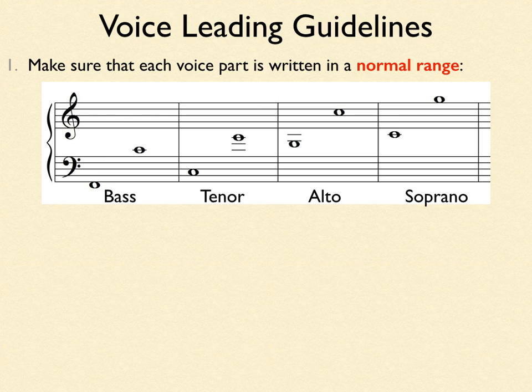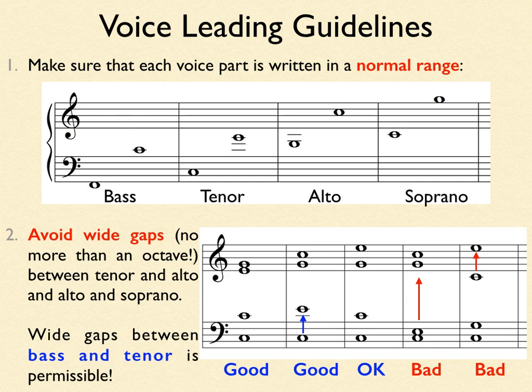Yeah, so try and keep it within a normal range for each voice part. The other thing to remember is avoid wide gaps, no more than an octave between the tenor and alto and between the alto and soprano. Okay, so try not to have wide voice parts. In fact, just don't have wide gaps between the upper voice parts, because it makes the music sound quite bare, quite stark. You want the upper voices to be quite close together. It's actually okay to have wide gaps between the bass and the tenor.